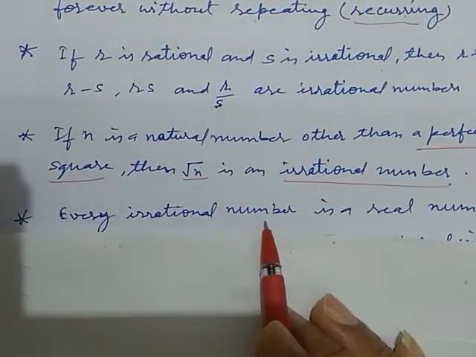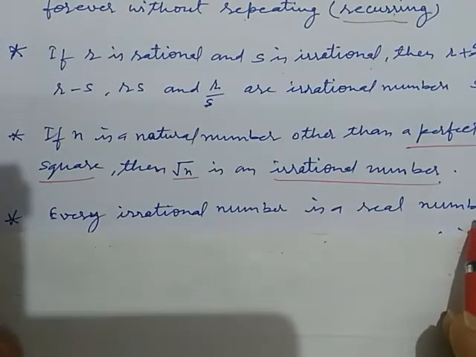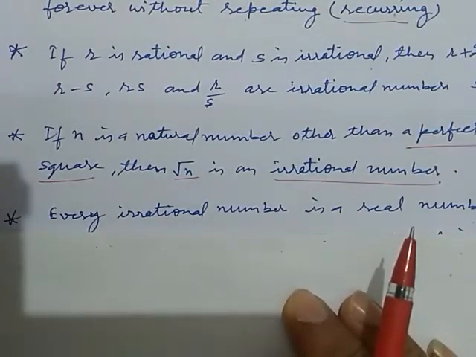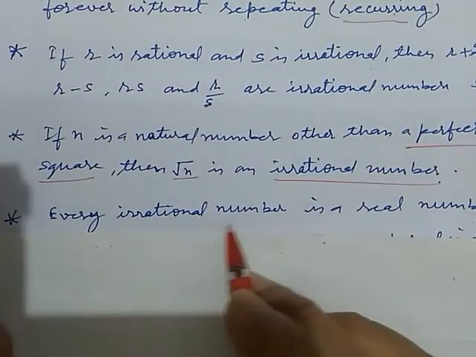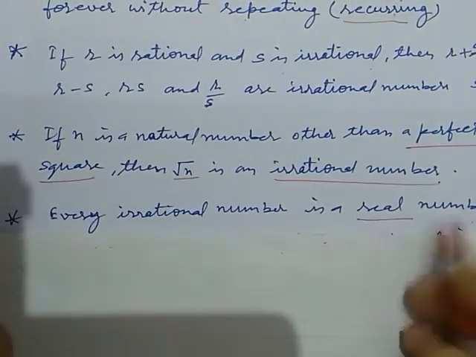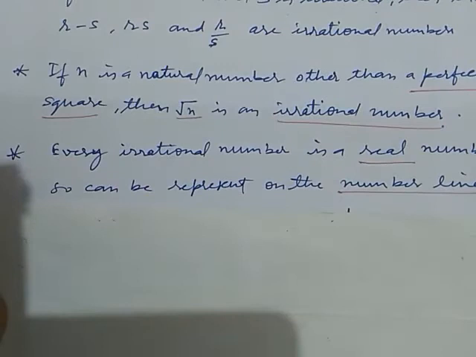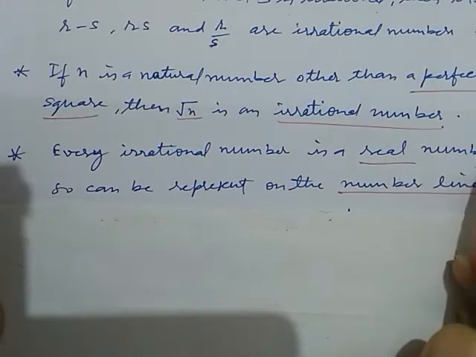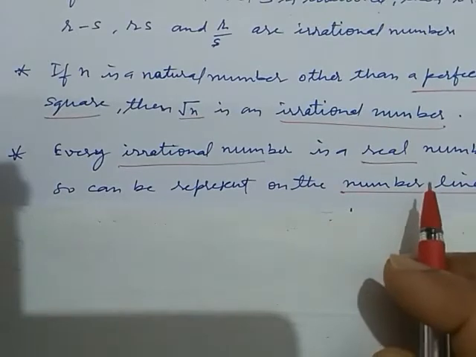Every irrational number is a real number. Why? Because the main numbers in the number system are real numbers, and when we remove rational numbers from them, the numbers left are irrational numbers. So every irrational number is a real number, so it can be represented on the number line. As we know, real numbers can be represented on the number line, so irrational numbers can also be represented on the number line.